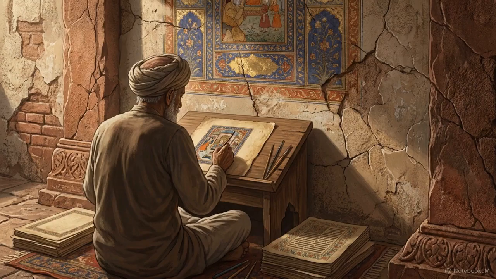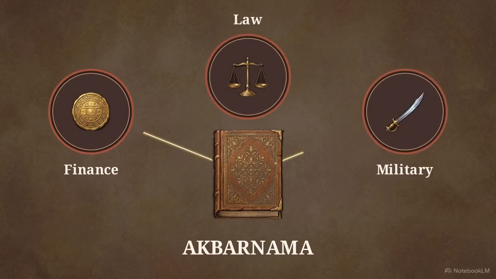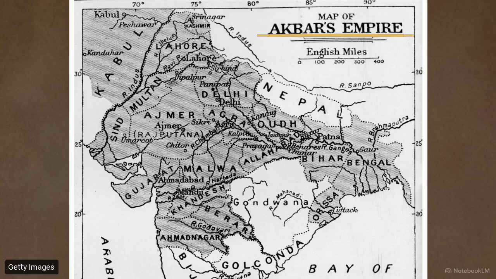This era was exhaustively documented by court historian Abul Fazl in the Akbarnama. These records provide a detailed look at the administration, allowing the empire to function efficiently. This map shows the empire's reach by 1605. At the end of Akbar's reign, his territory covered nearly all northern and central India, from Kabul to Bengal. These borders remained secure due to systems he spent half a century refining.